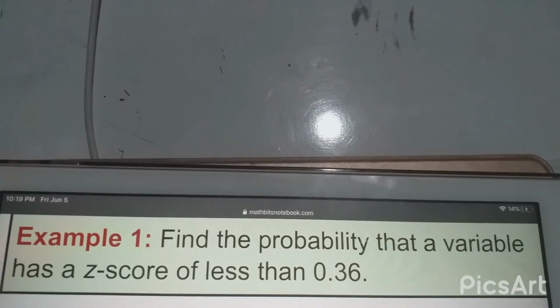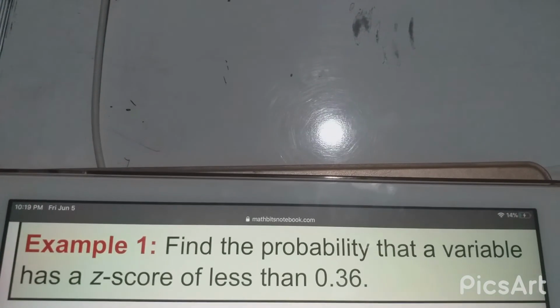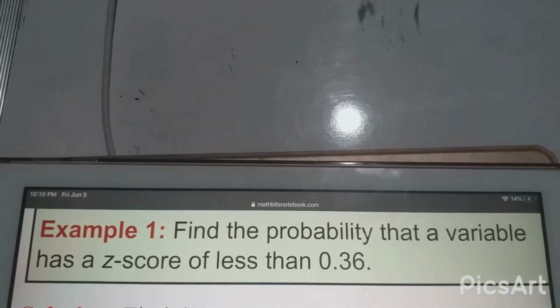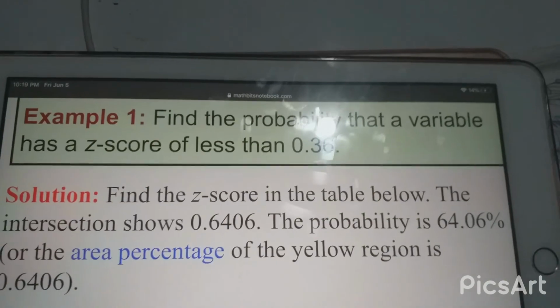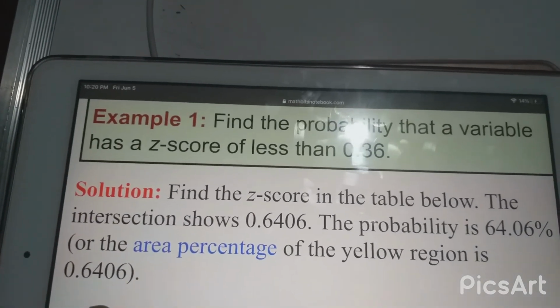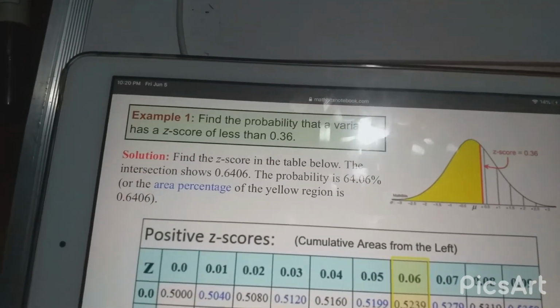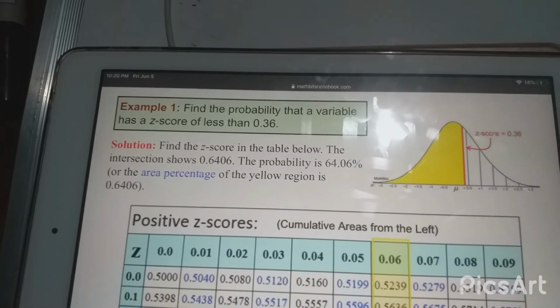Find the probability that a variable has a z-score of less than 0.36. Solution. Find the z-score in the table below. The intersection shows 0.6406. The probability is 64.06%, or the area percentage of the yellow region is 0.6406.